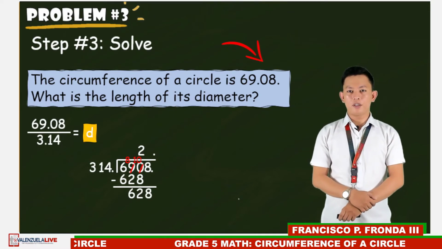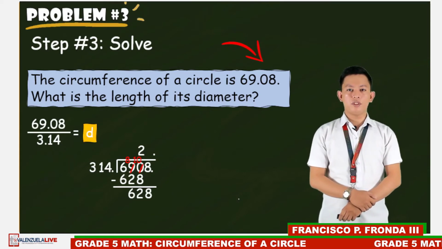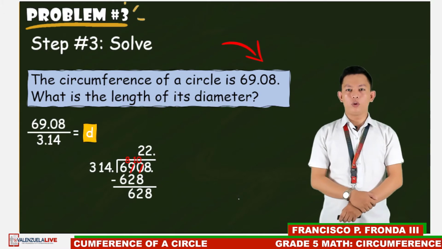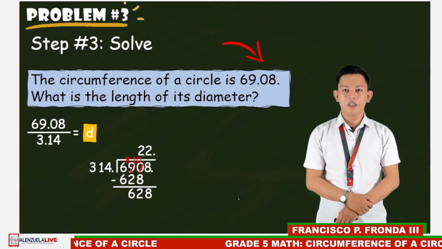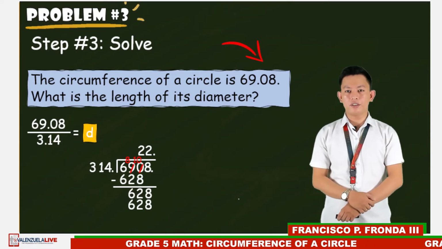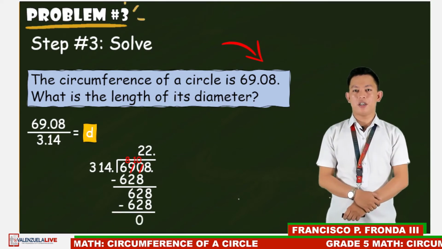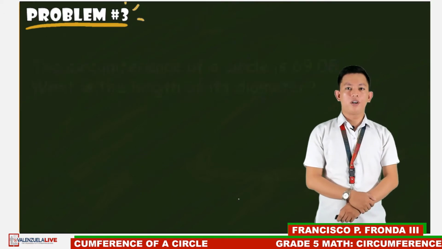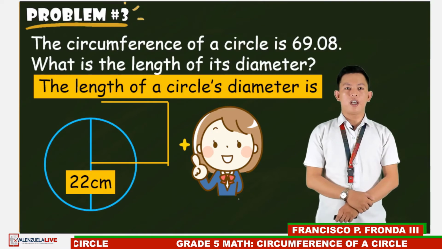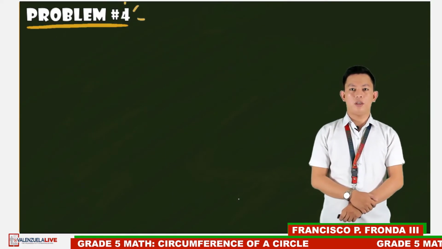628 divided by 314. The answer is 2. Then, multiply 2 by 314. The answer is 628. 628 minus 628, the answer is 0. Therefore, grade 5 learners, the length of the circle's diameter is equal to 22 centimeters.